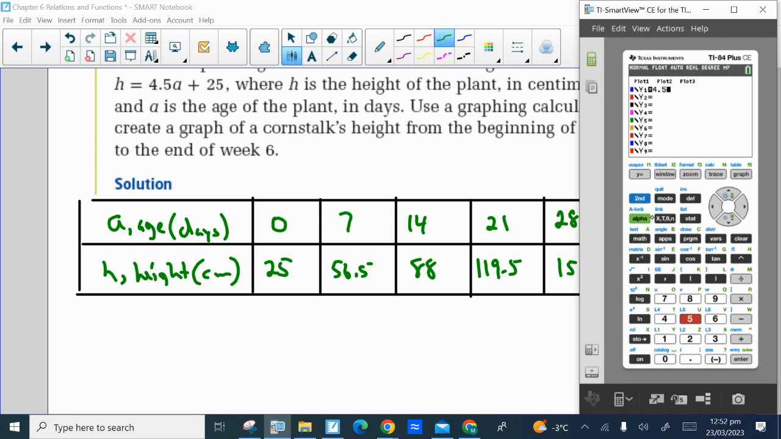So you can see the x key is in the 2nd row, 2nd column. It's just to the right of the alpha key or just below the mode key. It says x, comma t, comma theta, comma n. That's your variable. And the only option we have is the variable x. So there's 4.5x plus 25. Hit enter, and now that equation is in the calculator.